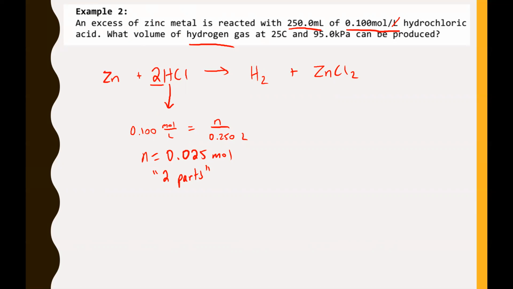We're looking for the volume of hydrogen gas that's going to be produced. So notice the hydrogen gas in this chemical equation is only 1 part. So we should divide this by 2 to figure out how much moles of hydrogen gas we're going to have. Since we're dividing that by 2, 0.025 divided by 2 is going to give us 0.0125 moles. And that's our number of moles of hydrogen gas. But we're looking for the volume in this case. Remember, volume is measured in liters. So we have to try to figure out how to connect that. Well, there's a temperature that they gave us, and there's a pressure.